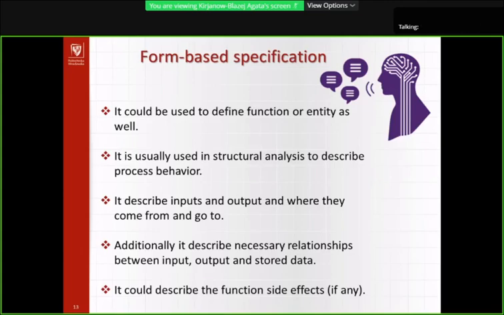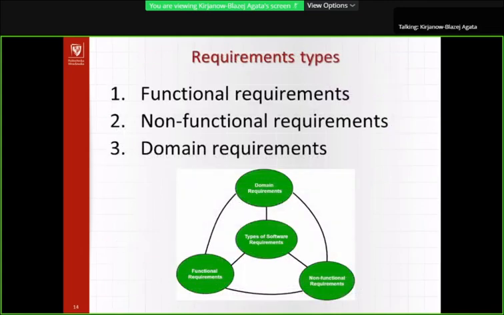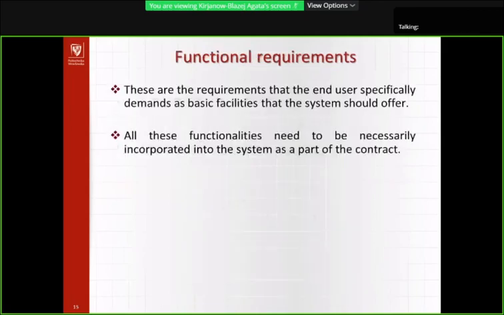And we have 3 requirements types: functional requirements, non-functional requirements, and domain requirements. And a few words about functional requirements. These are the requirements that the end user specifically demands as basic facilities that the system should offer. All these functionalities need to be necessarily incorporated into the system as part of the contract.